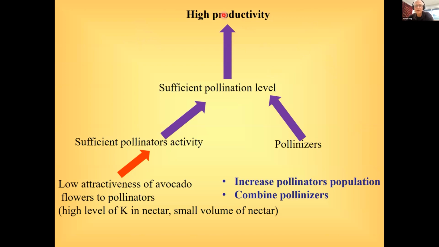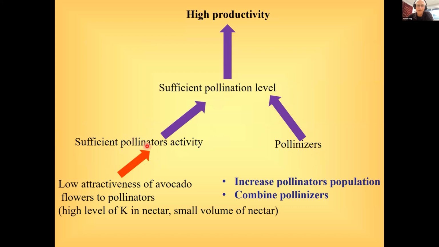Here in the upper part, it's written efficient, high productivity. So we need a sufficient pollination level to have high productivity. In order to have a sufficient pollination level, we need sufficient pollinator activity, honeybees or other pollinators, and we need to have the existence of pollinizers in the field.